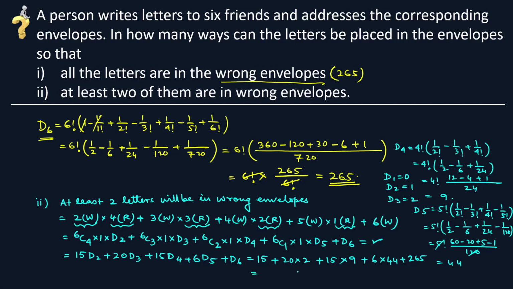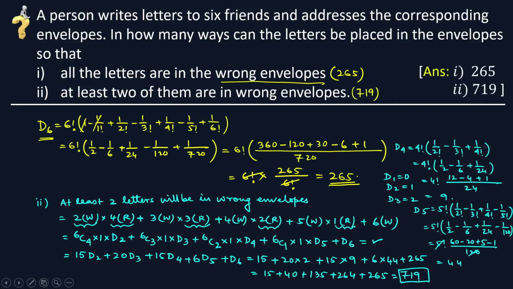So our final answer will give us 15 plus 40 plus 135 plus 264 plus 265. That gives us 719, right? 719. So at least 2 letters will be in wrong envelopes. The total number of ways, 719. Have you understood this? Okay, we can do question number 2 in some other way also. Let me just write the answer here so that we can match our answer. It is 719. And what is the answer? Let us check. Yes, it is 719.